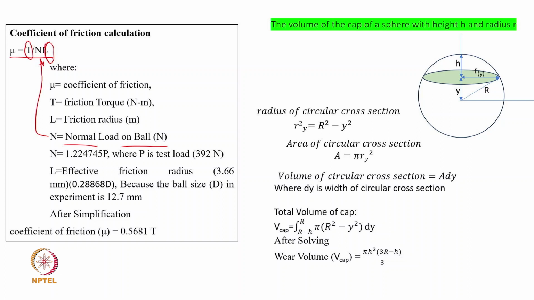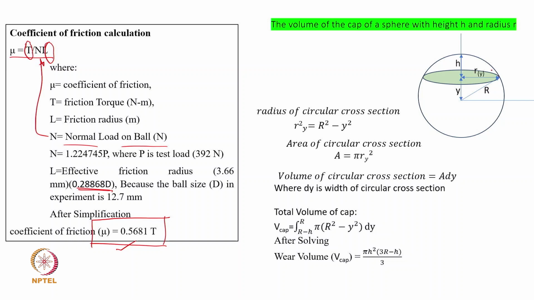Now we already have the frictional radius, which we derived from the previous relation, and because the ball diameters are already fixed, we are using the purchased ball diameter, and we verify that the radii are the same as what has been given. So the coefficient of friction is given by the relation 0.57 times the measured torque, and that gives the friction to us. Now coming to the wear volume, which I will derive in this slide.